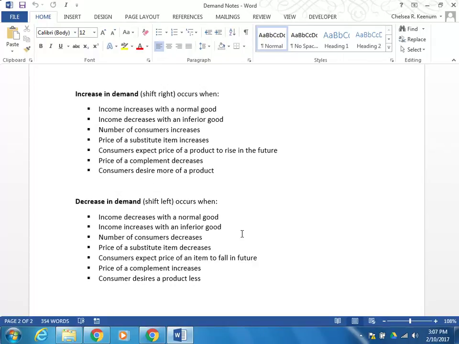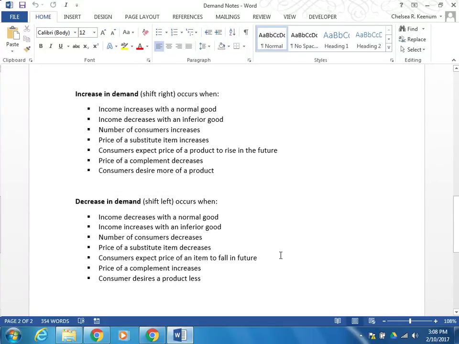Okay, income increases with an inferior good. If you have more money, you're not really going to buy those cheaper goods anymore because you can afford the name brand stuff. I'm not going to buy Great Value because I can afford the Jif peanut butter or the Maxwell House coffee. So the demand for the inferior good is going to decrease. The number of consumers decreases. If you have less people, then you have less demand. The price of a substitute item decreases. If the price of Pepsi decreases, more people are going to go buy Pepsi instead of Coke because it's cheaper.